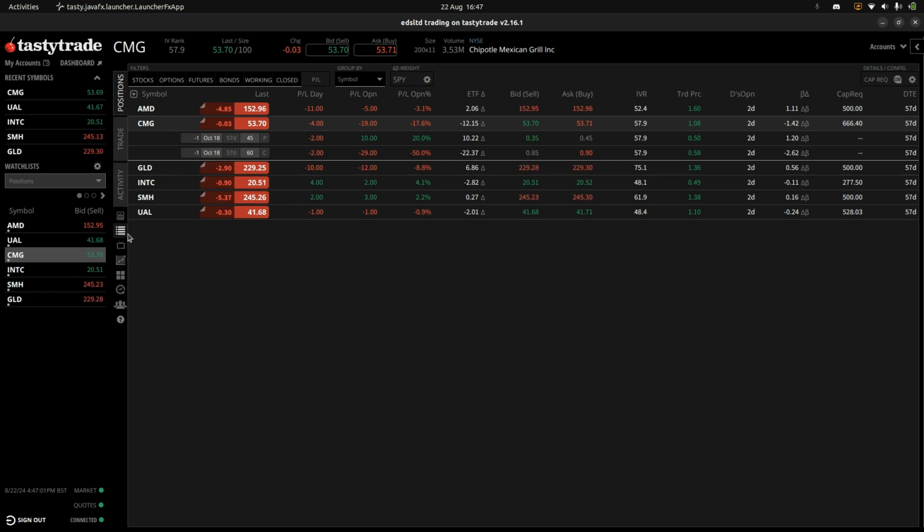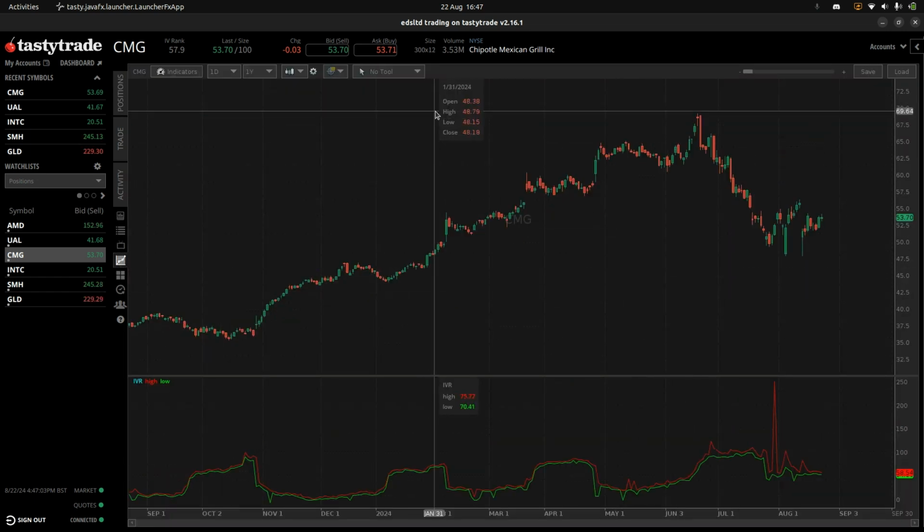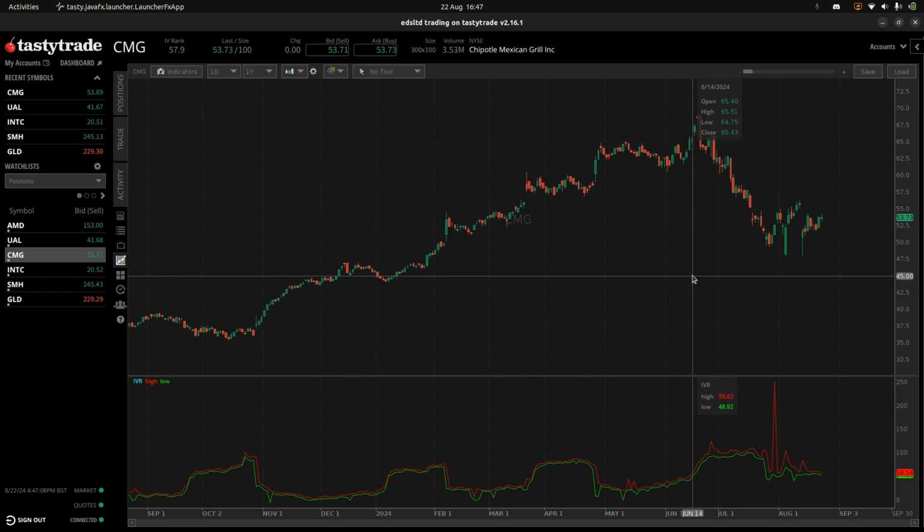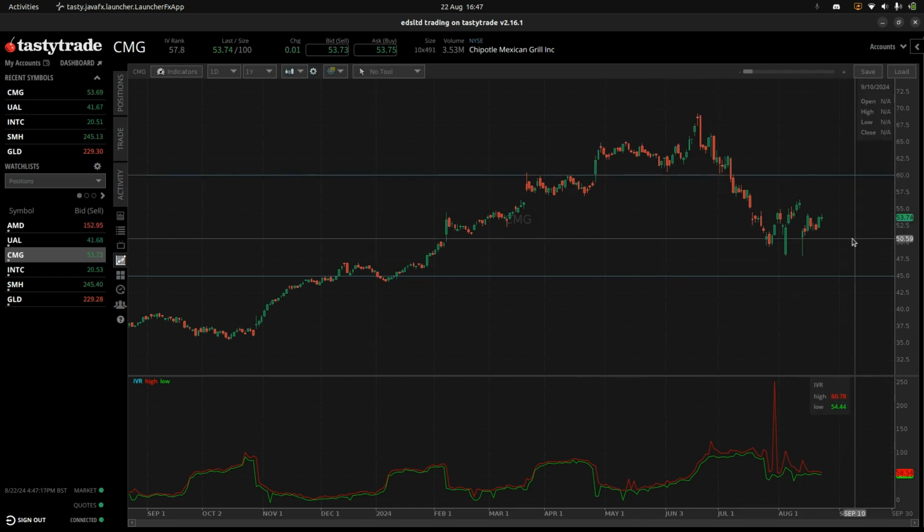CMG is a strangle. 45 and 60 is where our strikes are. Price is currently at 53, coming up to 54. So right now, price is perfectly in between our range. Obviously, price has moved a little bit, but that's okay. Price is always going to move. As long as it stays within this range, it's fine.